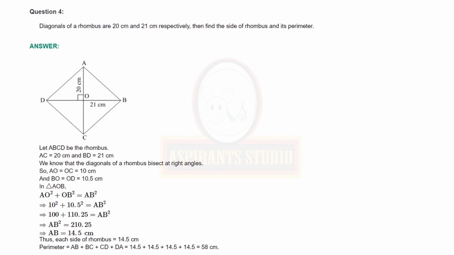You know the division method to find the square root. You learned it in 8th standard, so you can use that and find the square root. You will get 14.5 centimeters. Thus, each side of the rhombus is equal to 14.5 centimeters. Therefore, the perimeter of the rhombus will be adding all the four sides, AB plus BC plus CD plus DA. That is equal to 4 multiplied by 14.5, which is equal to 58 centimeters.